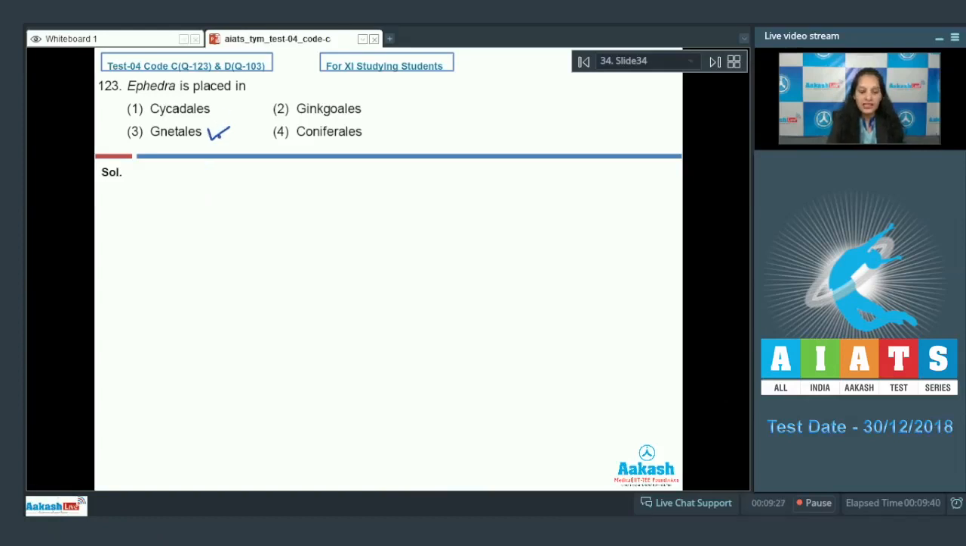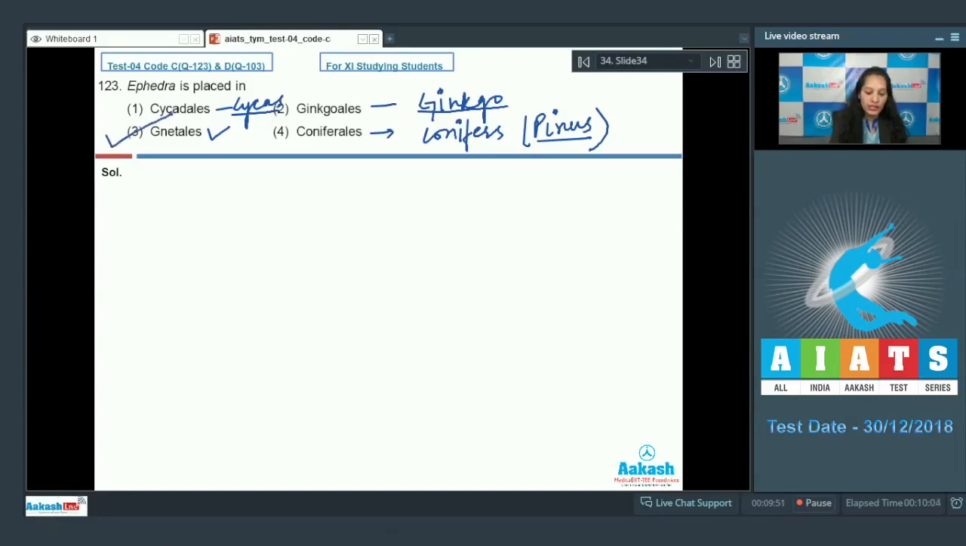In cycadales, there is cycas. In ginkgoales, there is ginkgo biloba, and many more. In coniferales, it is conifers or the Pinus. So these are the 4 orders of the gymnosperms. So the correct option for the given question is option number 3. Let's move on to the next question.